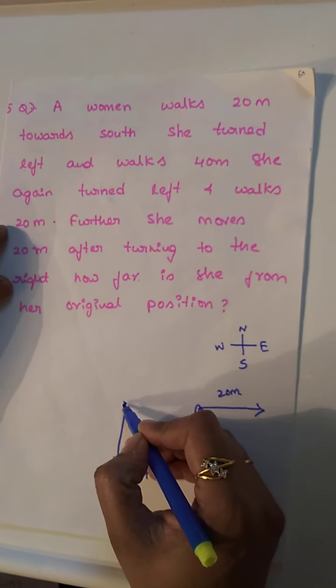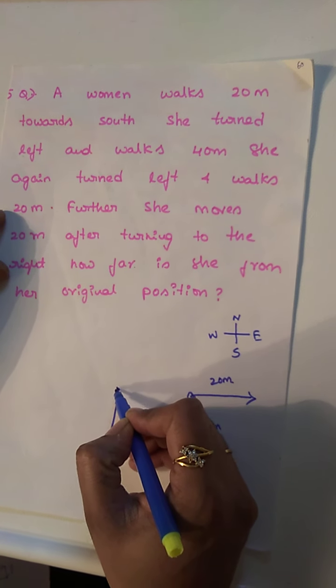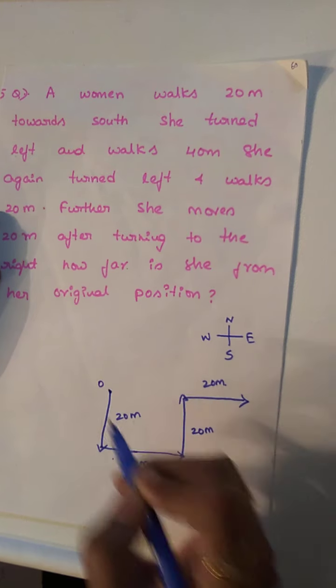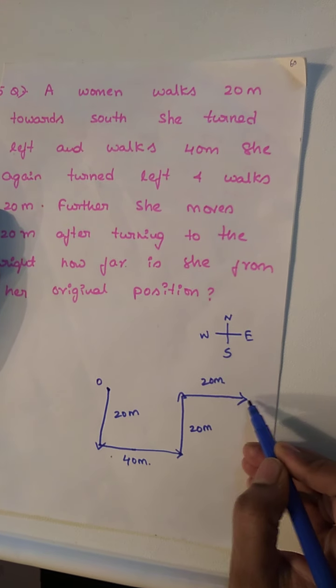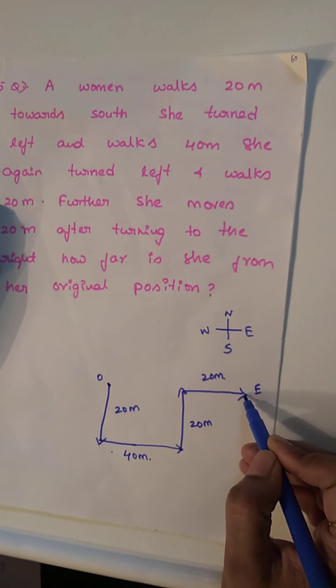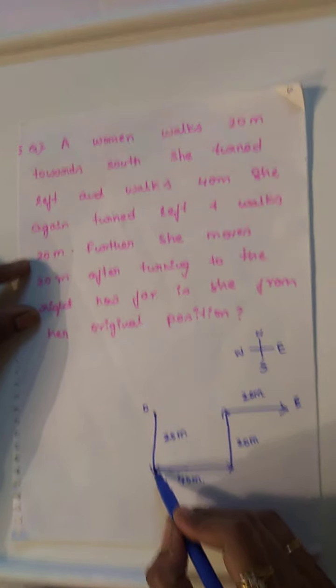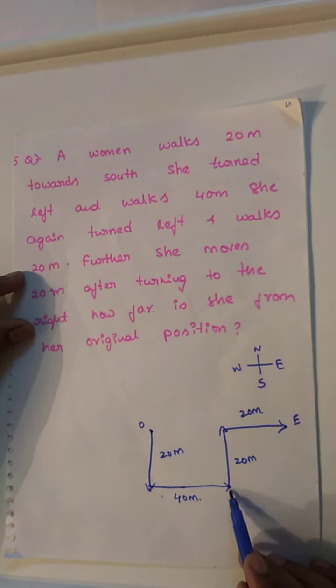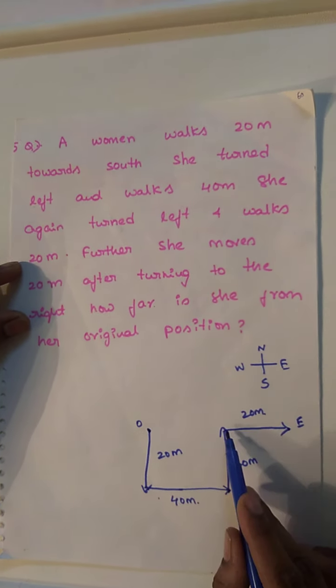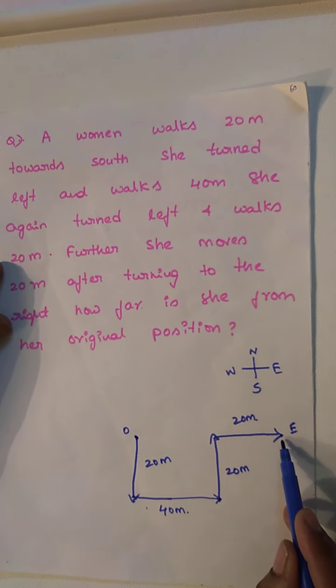So this is her original position. Now she is here, the ending point. This is the starting point, this is the ending point. She walked 20 meters south and then she walked 40 meters east and then she walked 20 meters north and then she walked again 20 meters east.